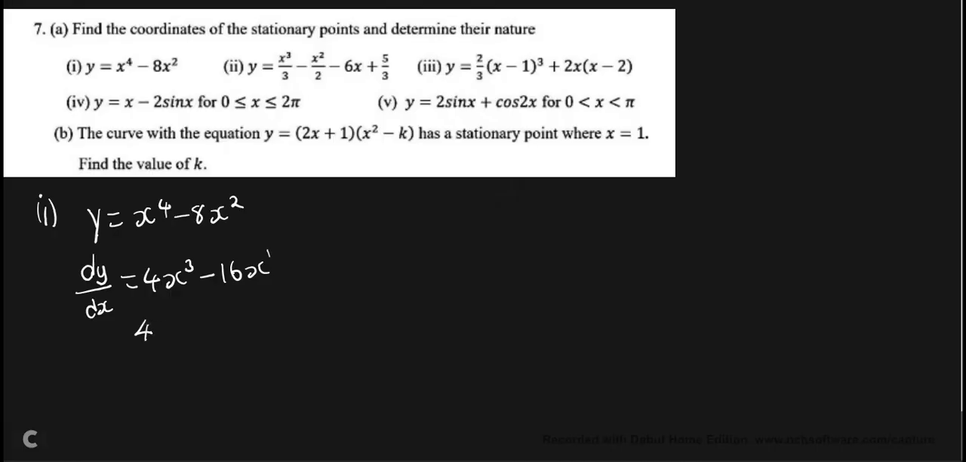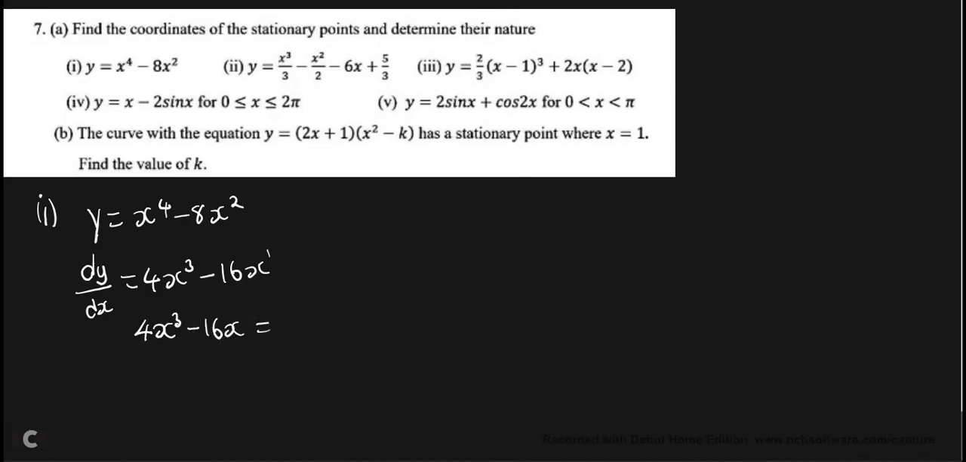Question 1, which is A1, which is y equals x to the power 4 minus 8x to the power 2. So what do you do in that situation? The first thing that you do here is differentiate this. So dy/dx equals 4x to the power 3 minus 16x to the power 1, like that. So this is your differential equation.